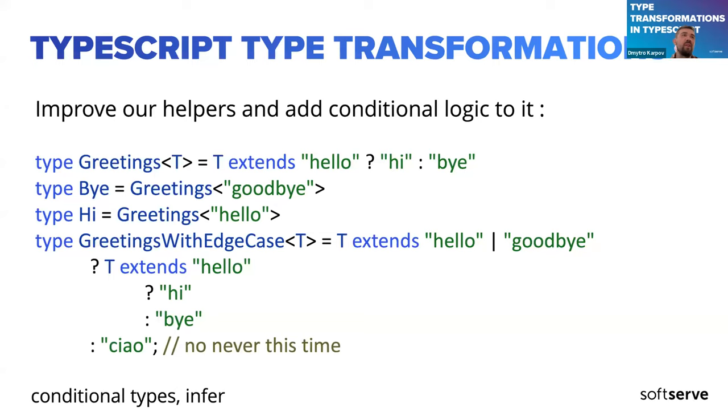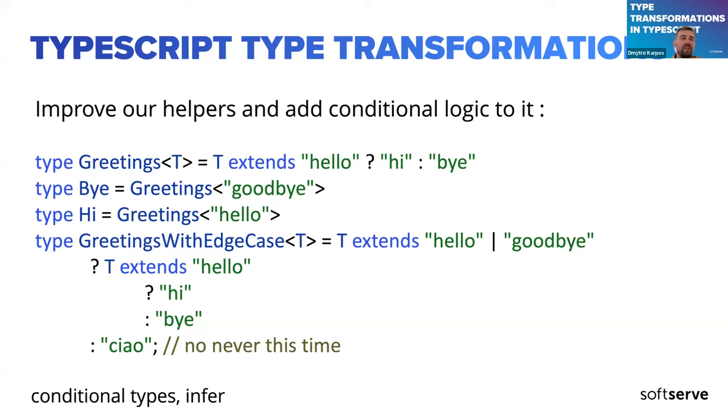We are going to improve our helpers and add some conditional logic to it. So let's say we want to define the type Greetings, which provides us back the greeting depending on the circumstances. Let's say you are going through your usual work day and you meet someone and you want to produce a greeting. If someone is saying bye, or you leave the office and say bye, it's basically saying bye. Otherwise, it's saying hi or hello. So what we can see here, we have a Greetings generic type, which has a type checker, extends hello. And if it extends, we provide hi, and otherwise we say bye. So this is what the type is doing, basically providing the greetings depending on the circumstances.